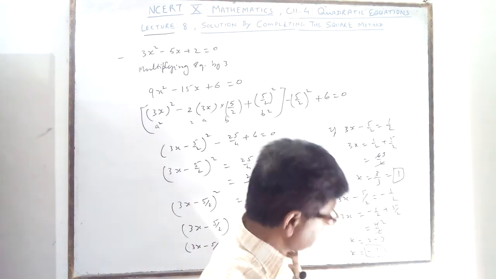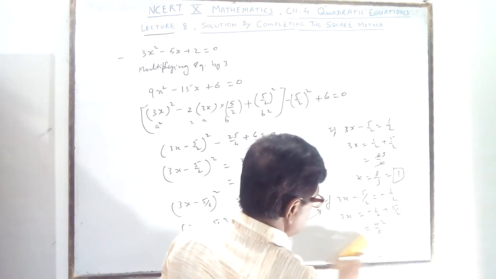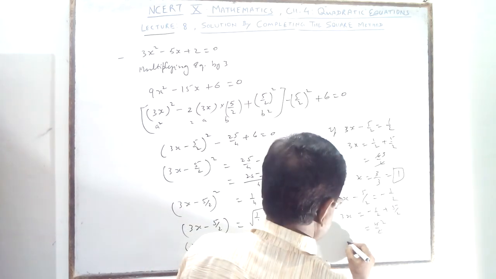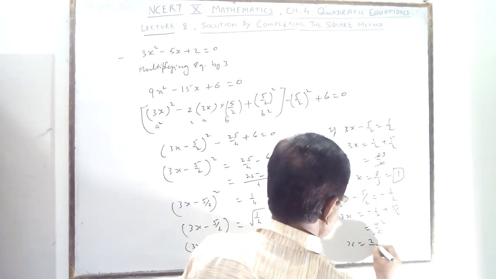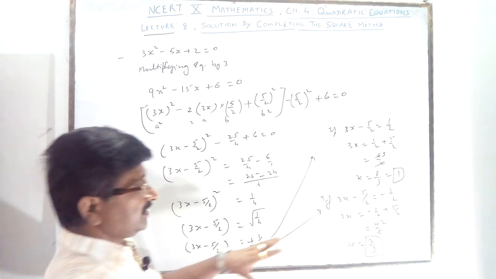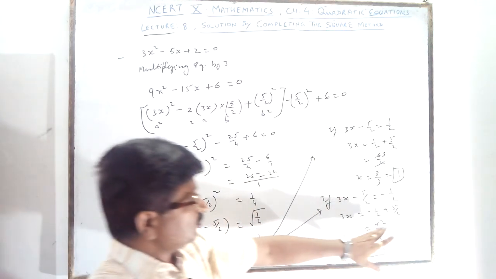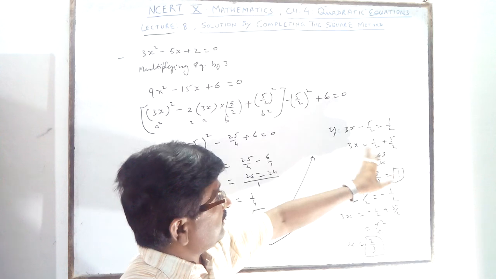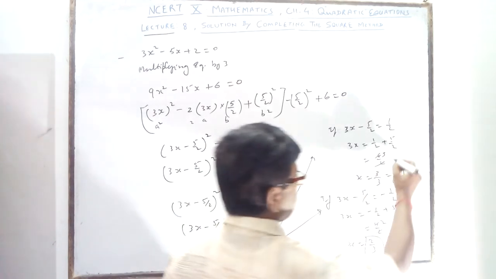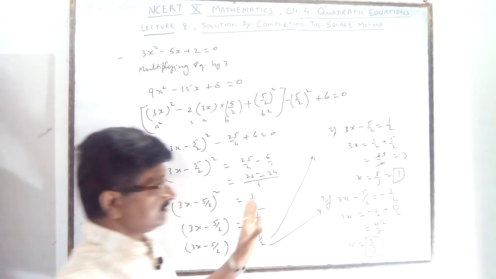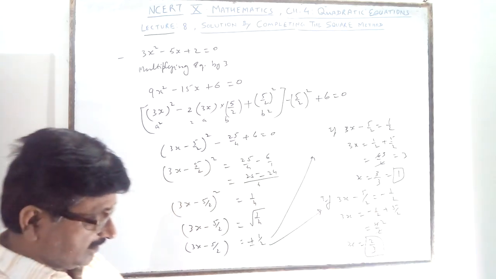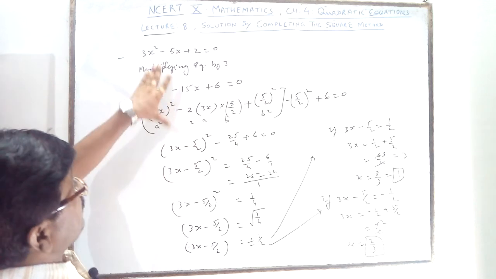One minute, wait. Something is wrong here. 5 minus 1 is 4, so 3x is 4 by 2, and x is equal to 2 by 3. It is your answer, not minus 1. So 1 and 2 by 3 is your answer. Here 3 by 3 you are getting the answer 1. Here 2 by 3. Two answers, 1 and 2 by 3, you are getting.